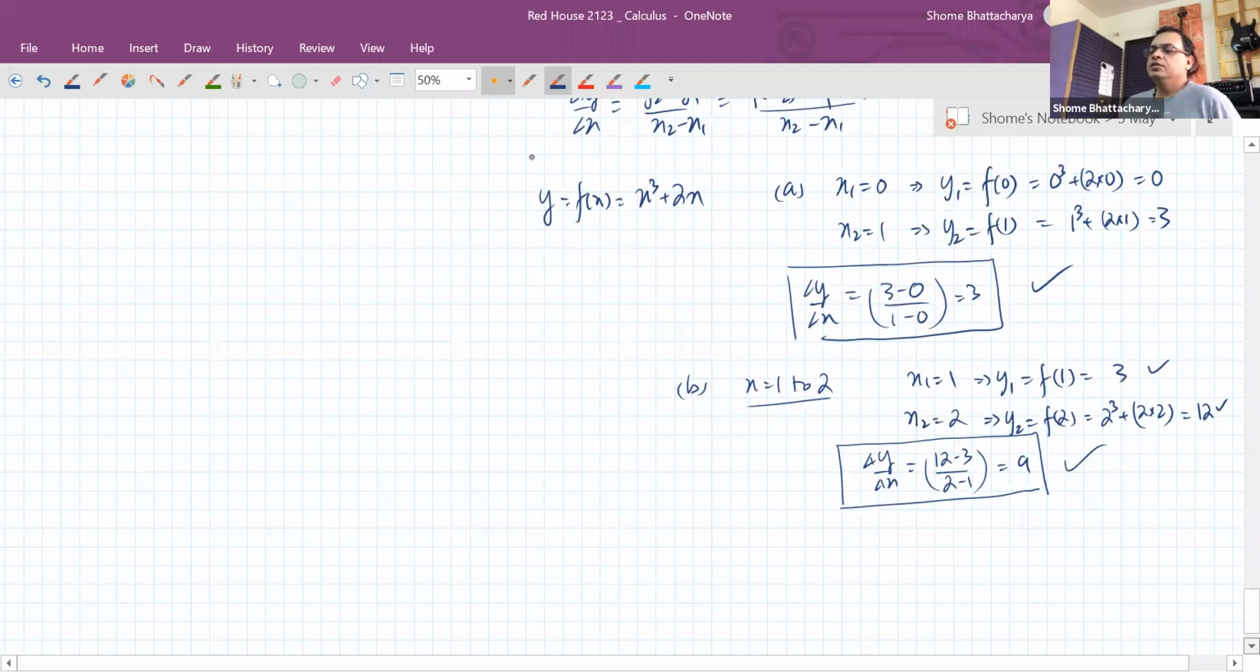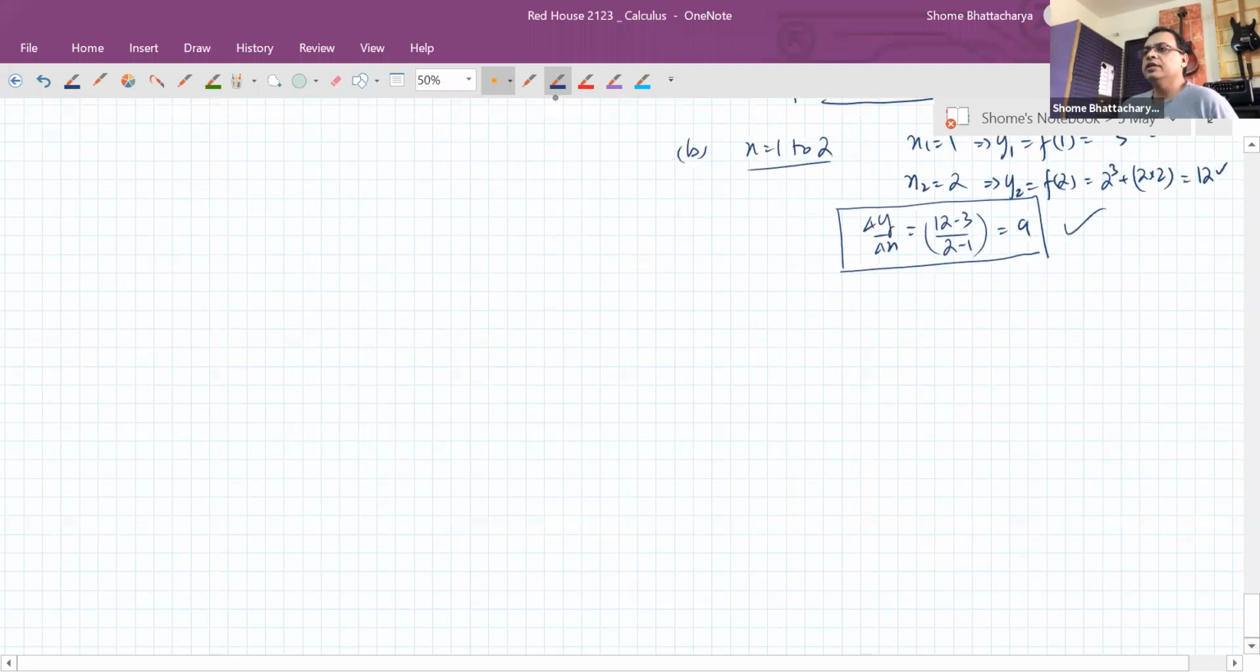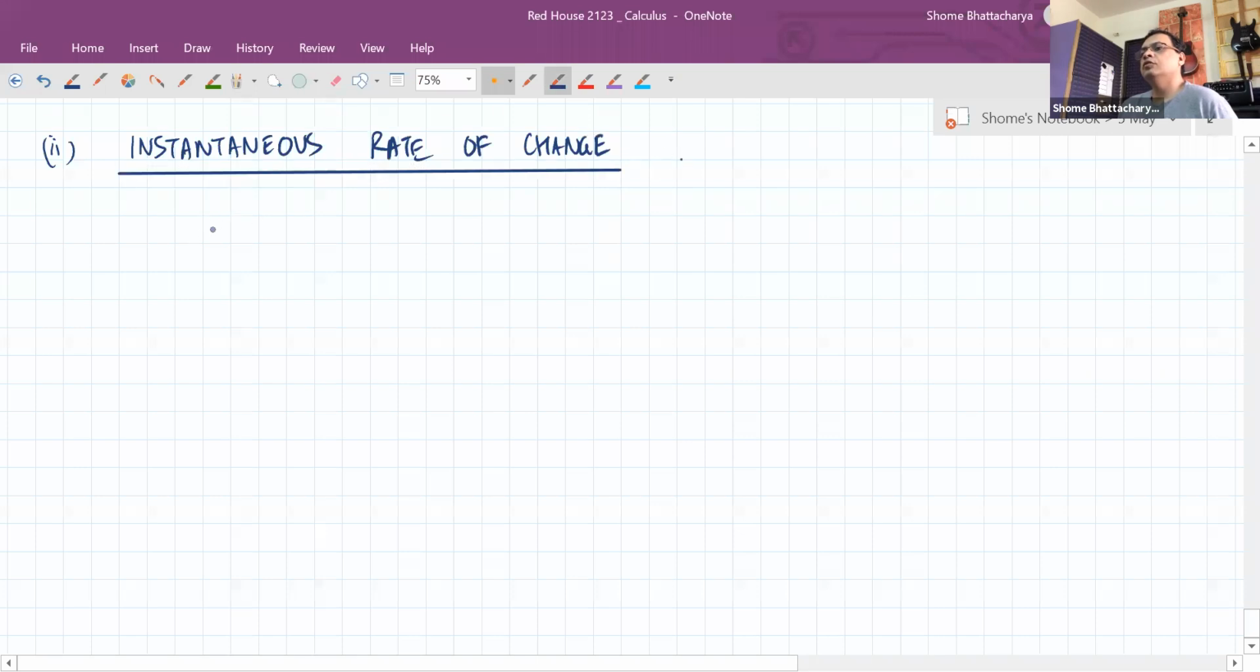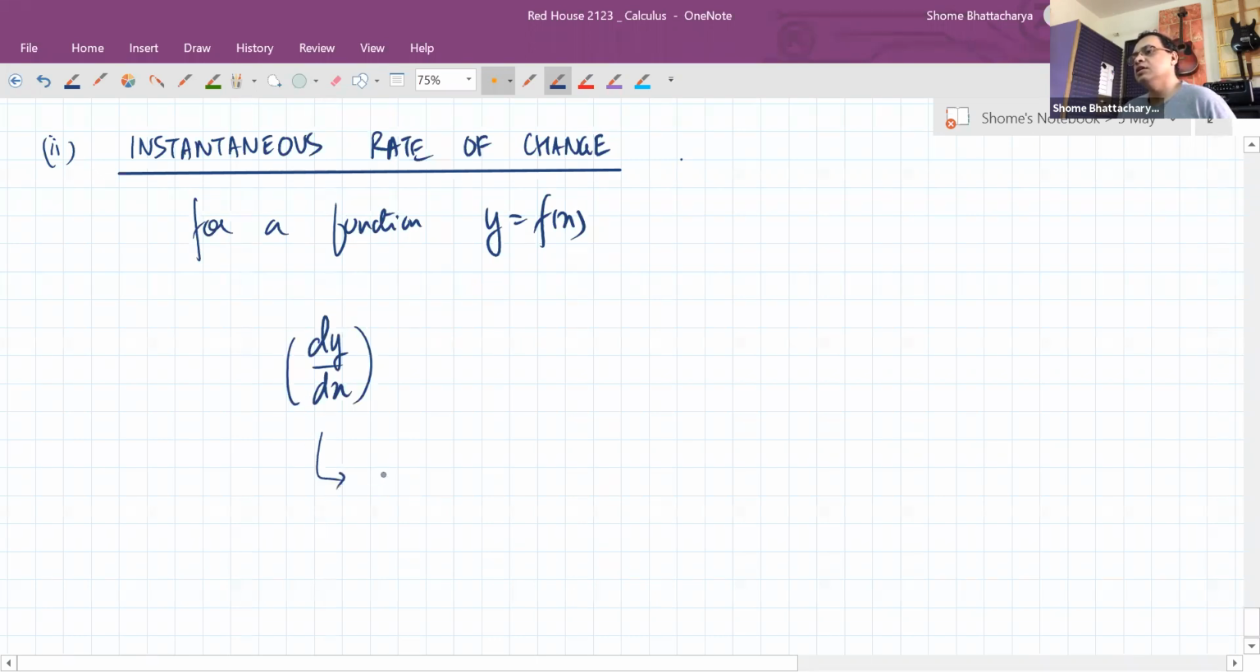So now next, from average rate of change, we will move to the more complicated definition of instantaneous rate of change. And today, unlike in the previous class, we will use the calculus notation for this. So for a function y is equal to f(x), we use a special symbol for instantaneous rate of change, and that is dy by dx. If you've been going through your module, you might have seen this symbol. This is read as instantaneous rate of change of y with respect to x.